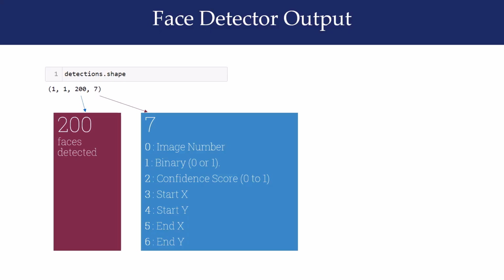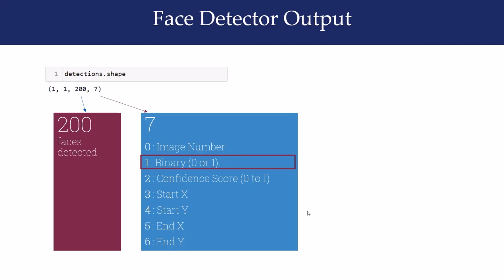The next important thing we need to understand is this 200. 200 means that the model has detected 200 faces. It doesn't mean that the picture has 200 faces. It gives a probability of whether the object detected is a face or not. That information is there in 7. In 7 we have 7 values. The 0th index is the image number and obviously it will be 0. And the first index is binary, whether it is 0 or 1.